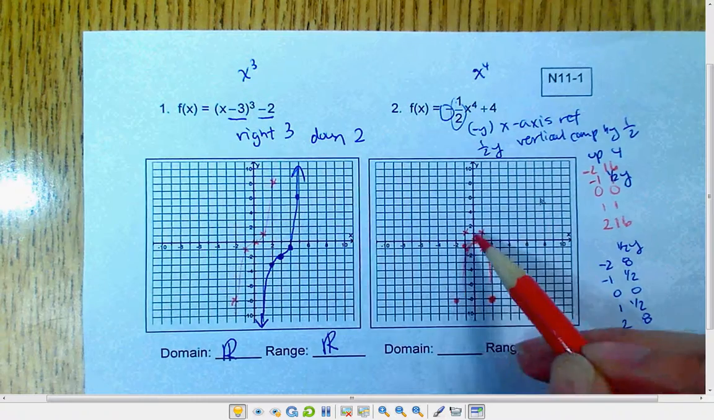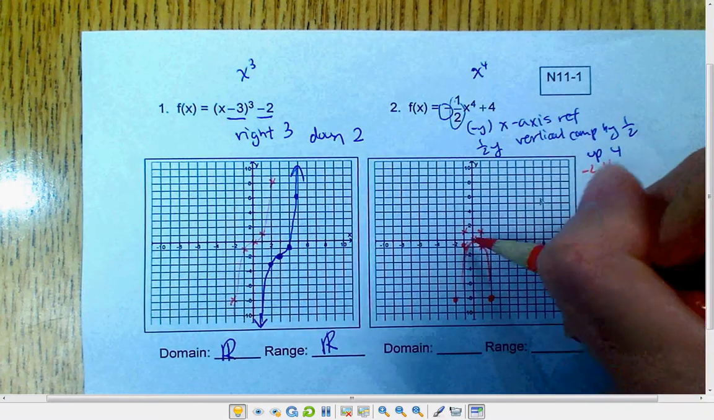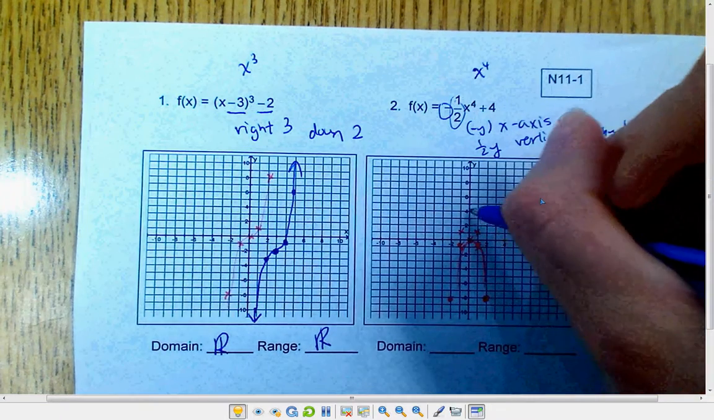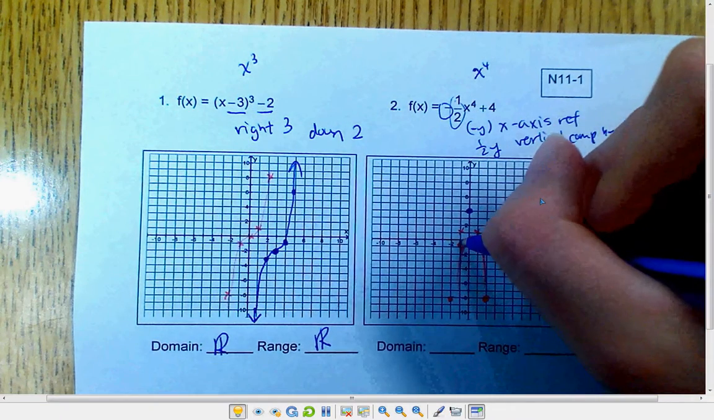So right now here are my points. And all I need to do now is shift them all up 4. So I'm going to move all of them up 4. This one goes 1, 2, 3, 4. The one that's at a half goes up 1, 2, 3, 4.